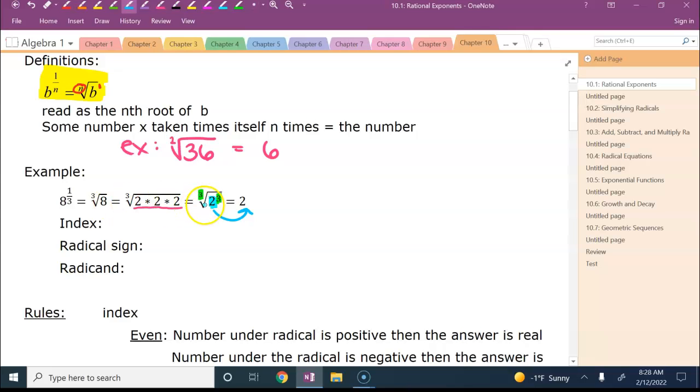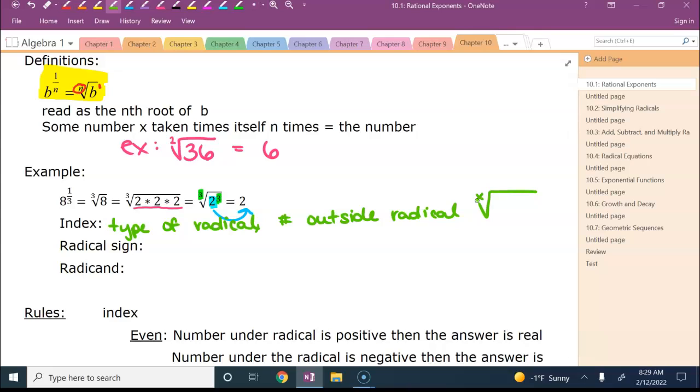So when you're looking at a problem like this, there are a couple things that you want to be familiar with. The first thing is the index, and that would be the type of radical that you're dealing with. So it would be the number outside of the radical. The radical is this symbol and then whatever number is sitting right there in that spot, so that could change depending on what kind of problem we're dealing with. The radical sign, like I said, is the traditional square root sign, but just know that radical signs can also look like this, or this, or this, and so on.